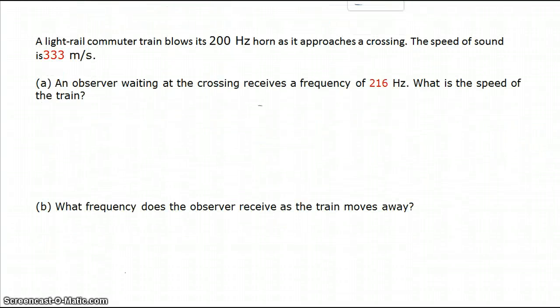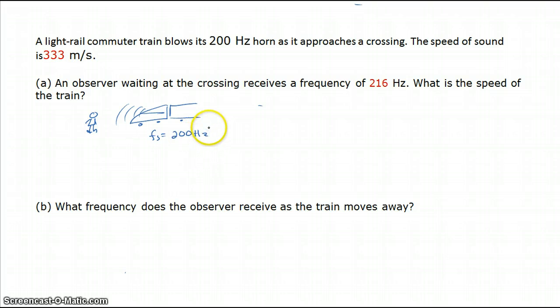Here we have a commuter train blowing its horn and approaching an observer waiting at the crossing. So here's our observer, and then here is our commuter train, and it's emitting sound, so it has a certain frequency of a horn. The frequency of the source is 200 hertz. You are hearing 216 hertz, which makes sense, a higher frequency, because you are being approached by this sound source.